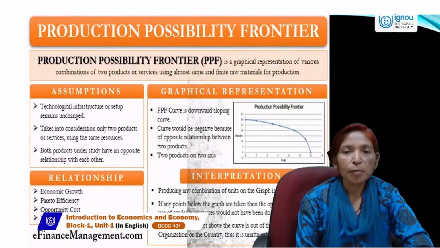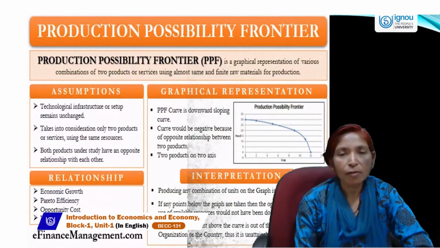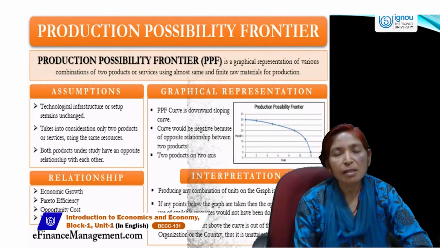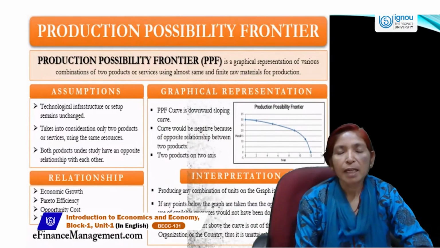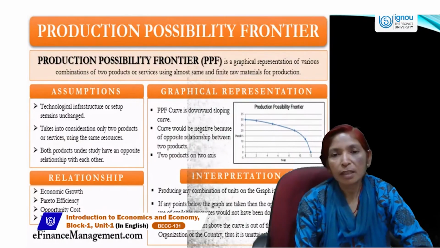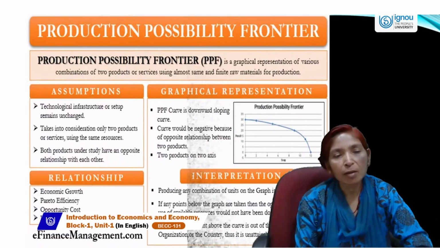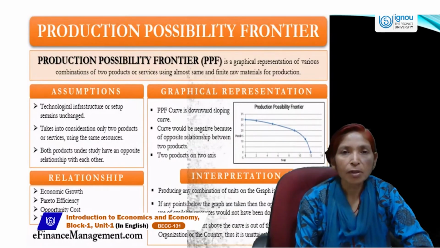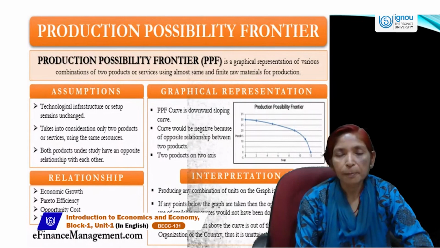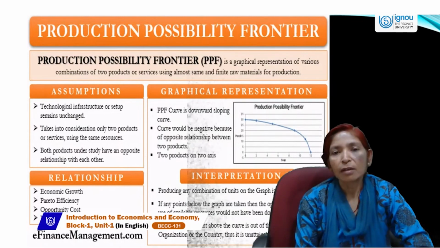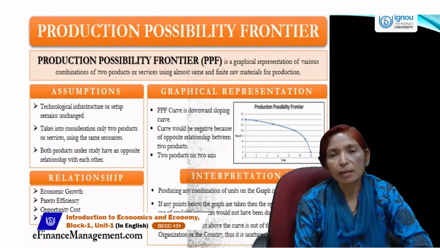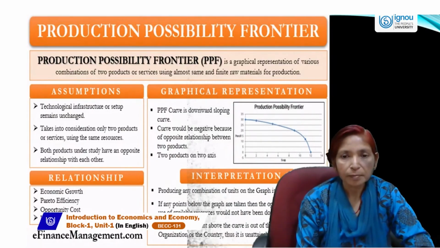Next is the production possibility frontier. In short form, we can explain this diagram and its definition also. Production possibility frontier is a graphical presentation of various combinations of two goods or two products or services using almost the same and finite raw material for production.